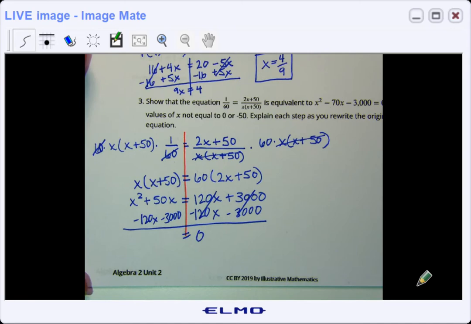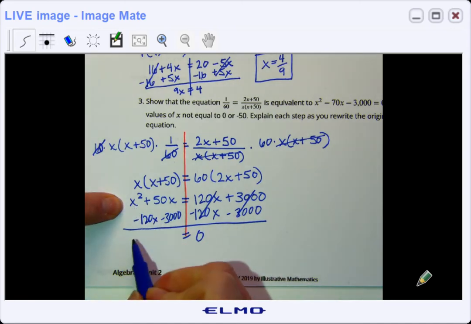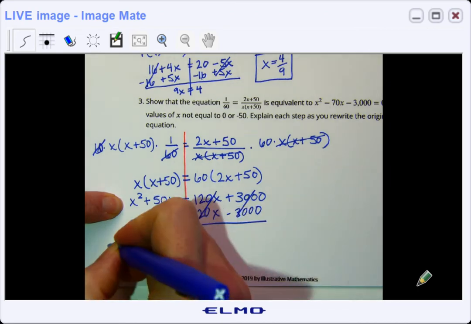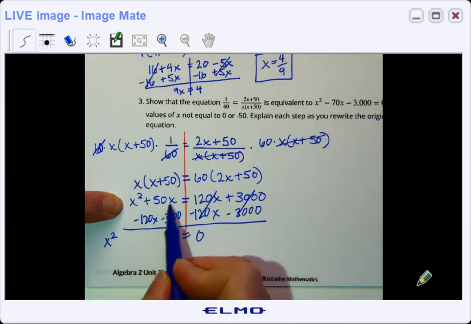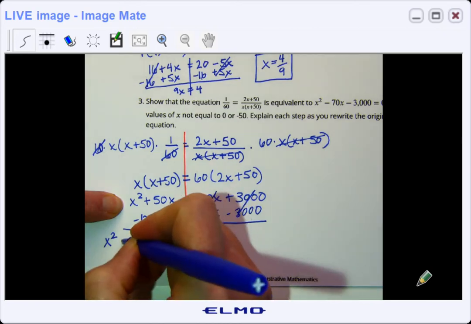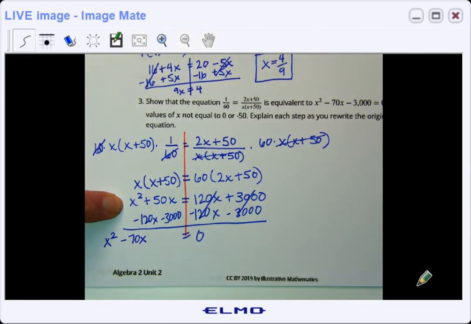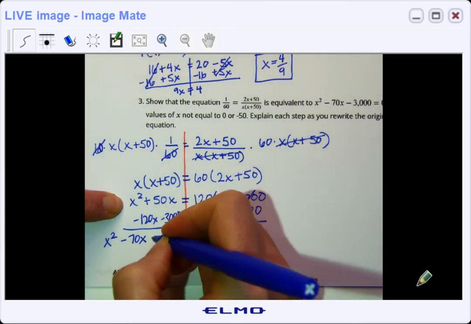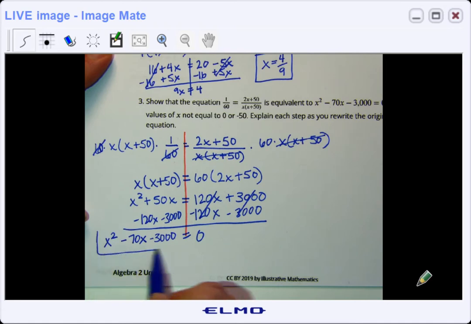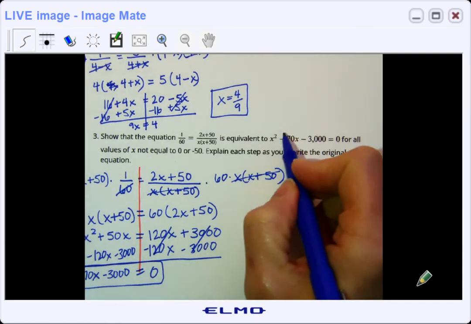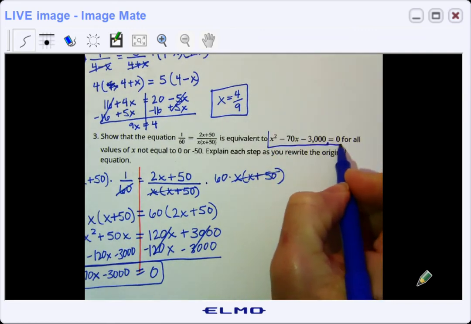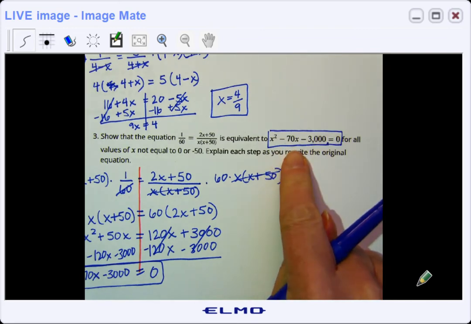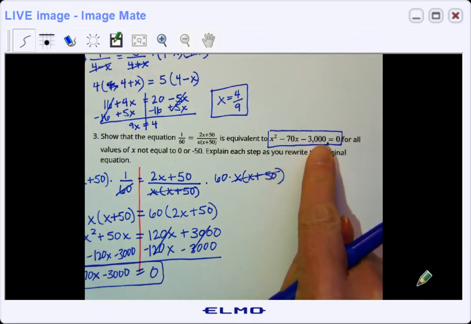And then on the left side, there's just x squared. It's not matched up to either of those terms. 50x minus 120x is negative 70x. And then the minus 3,000 doesn't have a constant above it to subtract from, so it just stays minus 3,000. And we can see this matches what the prompt is asking us to show, that it's equal to x squared minus 70x minus 3000 equals 0.